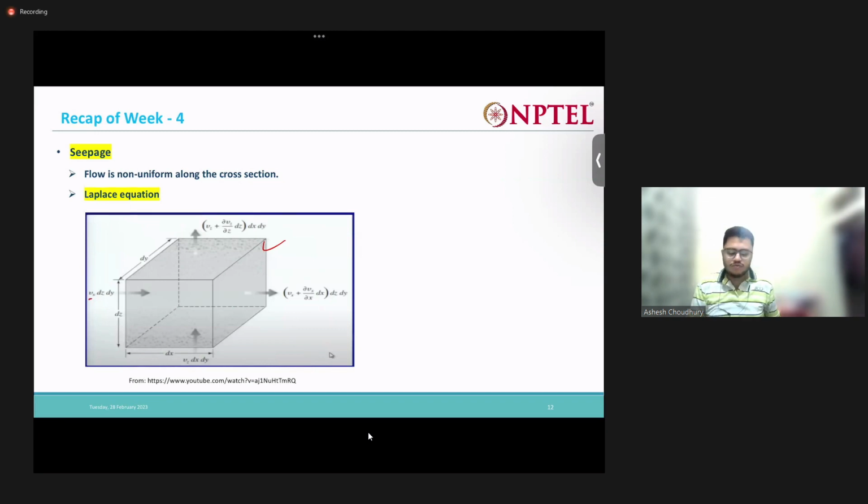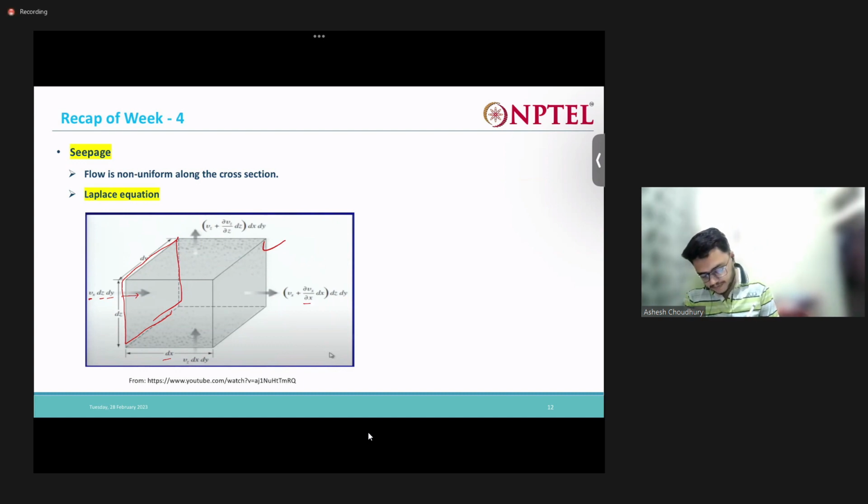vx is the flow of water along the x direction, okay? And if we see dy dz, that is the area of this face. So velocity into area is nothing but my flow. So this is my flow which is entering, okay? And what is the flow that is coming out? It is traversing a dx path. So the flow which is coming out is vx plus dou vx by dou x dx, into dz dy.